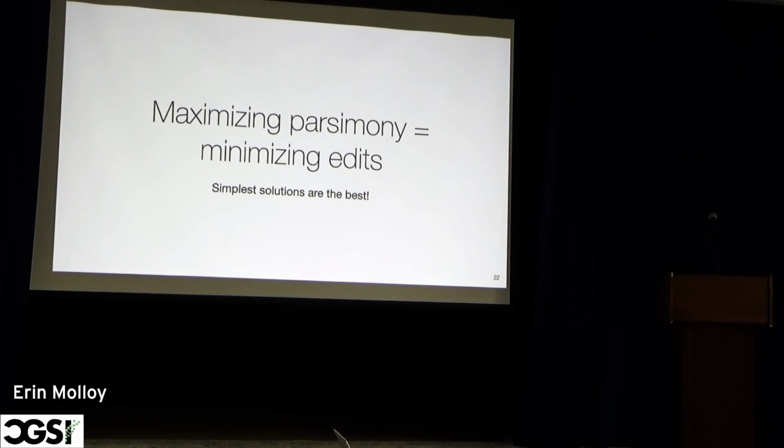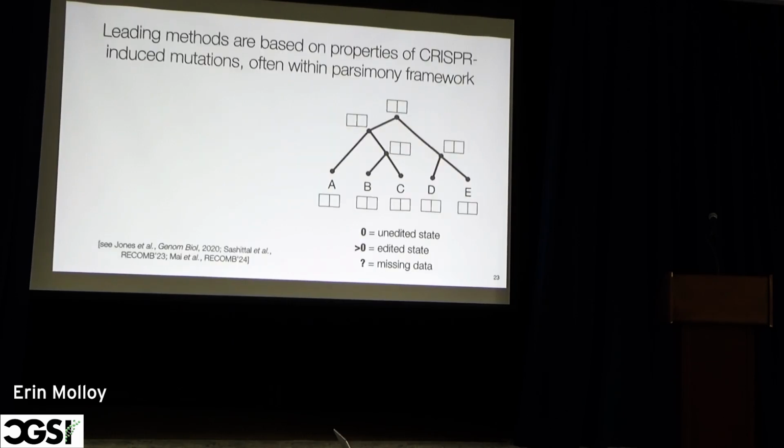And so for those of you outside of phylogenetics, maximizing parsimony is minimizing edits, and is this core idea that the simplest solution is the best. And so many of the leading methods for cell lineage tree reconstruction are based on parsimony, and they do so by thinking about the properties of induced mutations.